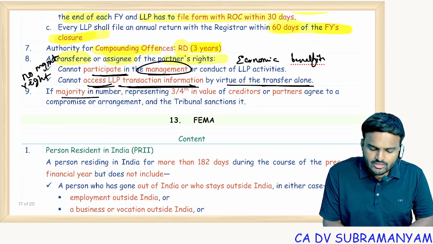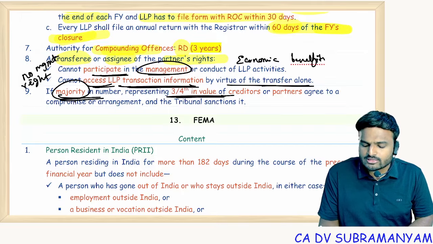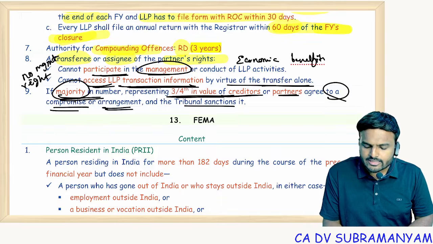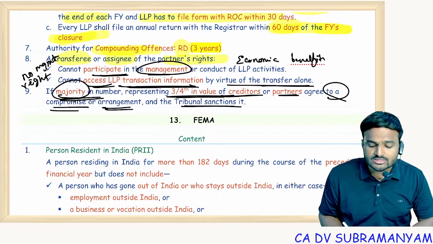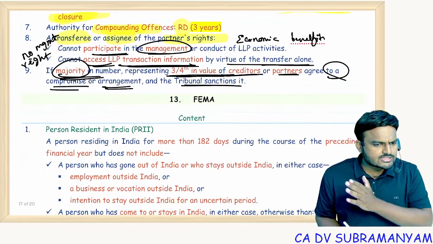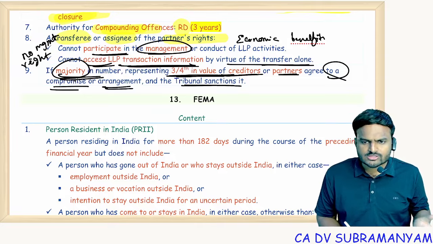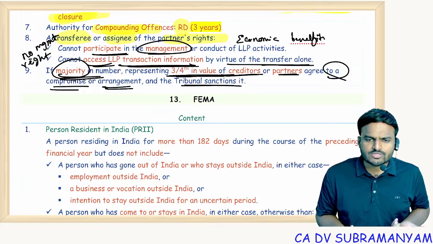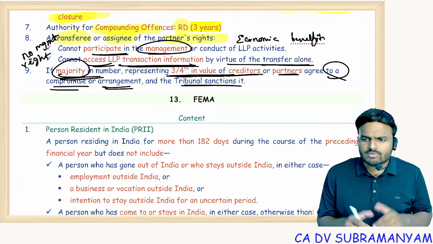If majority in number, remember, majority in number representing 3/4 in value of the creditors or partners agree to a compromise or arrangement, then tribunal may sanction that compromise. And tribunal will supervise the compromise arrangement throughout the process. If tribunal thinks the compromise can't be initiated peacefully, or if modifications are required, tribunal will make modifications.